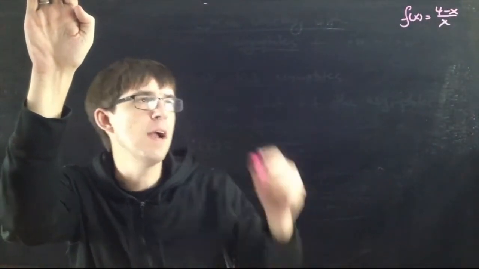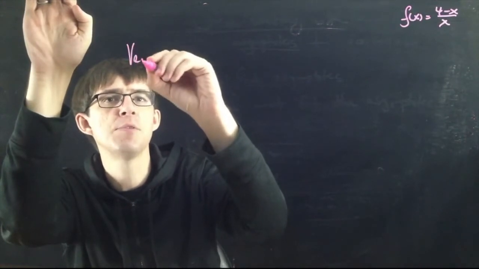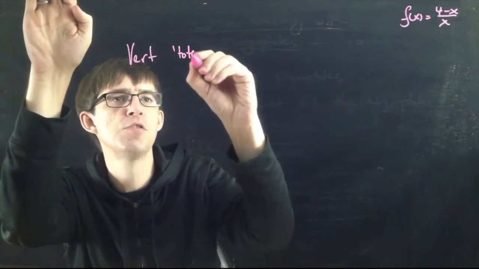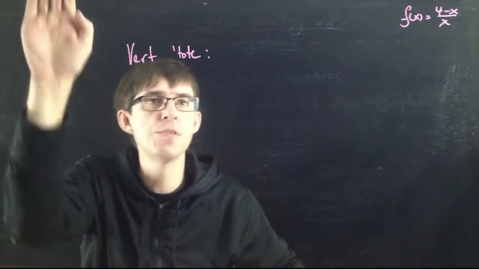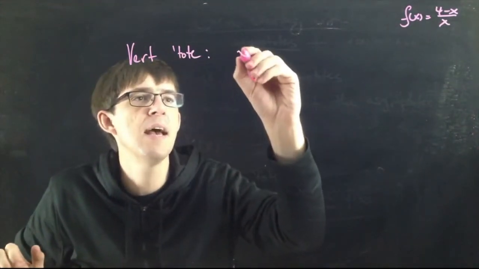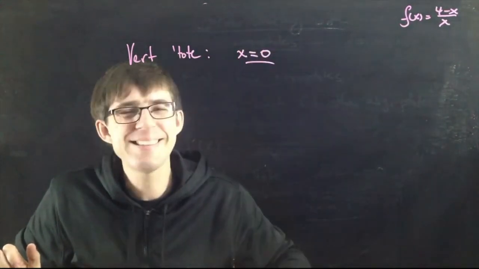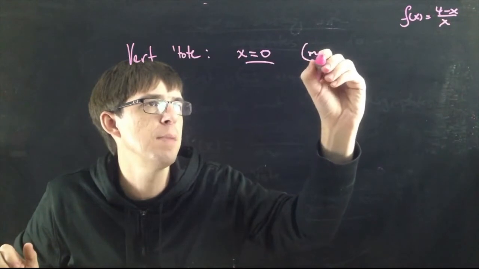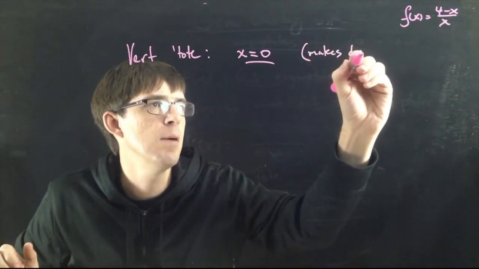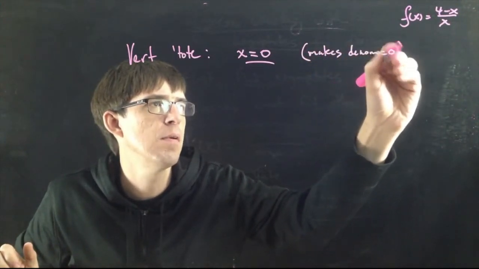Four minus x over x. So for a vertical asymptote, we have to find all values which make the denominator equal to 0. Well, the denominator simply is x. So x equals 0 is the value. The reason I said that is because this makes the denominator equal 0, right?